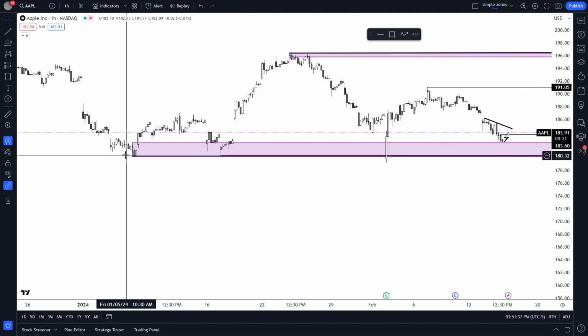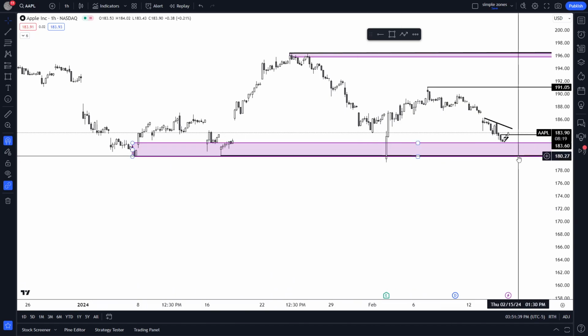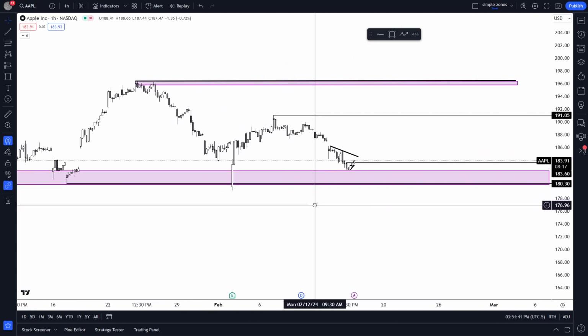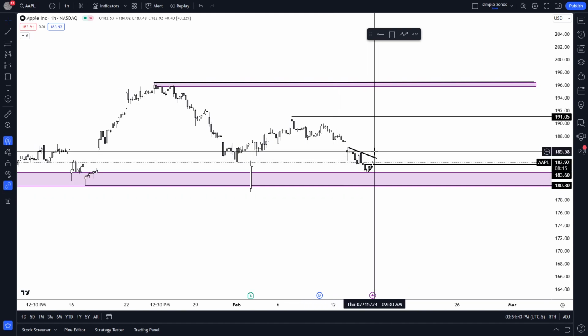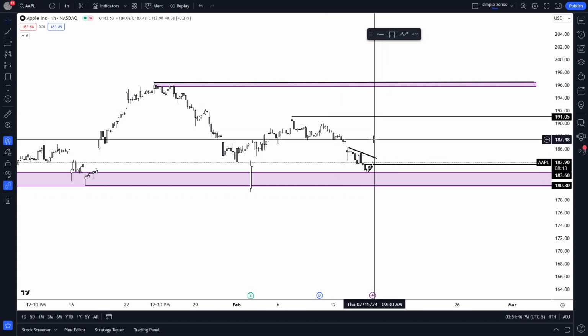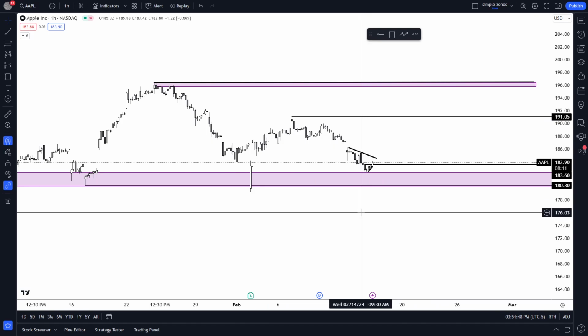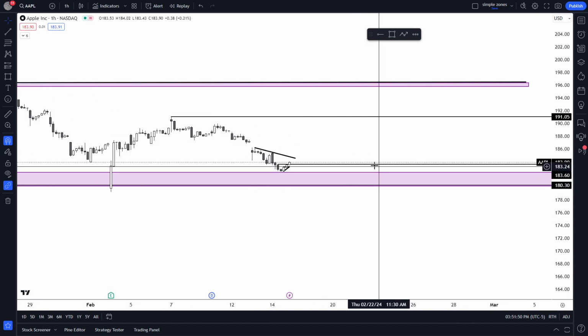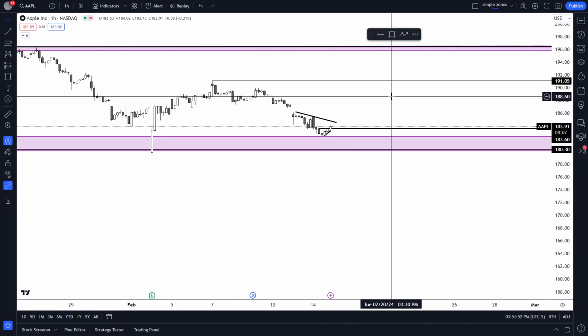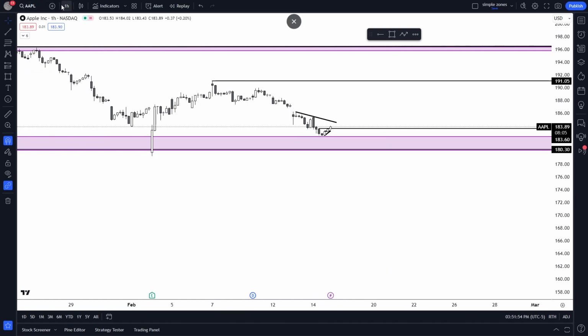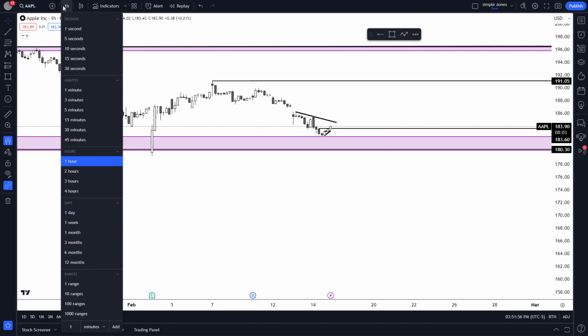But yeah, these are your levels. So 1, 2, 3, 4, and if it breaks, it breaks, but I doubt it. We could see 191, but I truly do doubt it. So anyways, I keep getting off track. Get back on track. So after we looked at the 1 hour, we're done with the 1 hour.